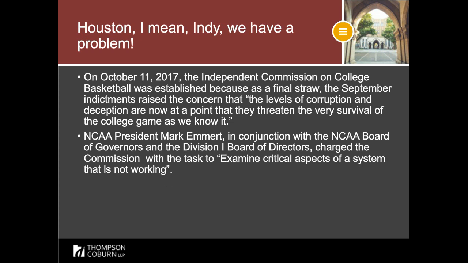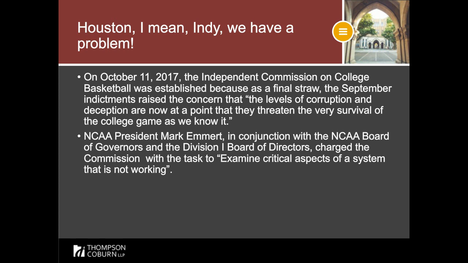So after this indictment, what happened was, as I say, Houston, and I mean Indy, we have a problem. Everybody in the college basketball world began to panic. So on October 11th, 2017, the Independent Commission on College Basketball was established because, as a final straw, the September indictments raised a concern that the levels of corruption and deception are now at a point that they threaten the very survival of the college game as we know it.